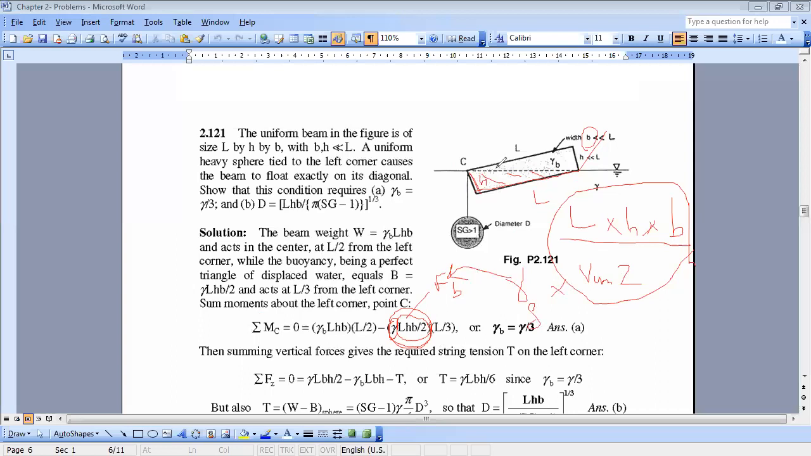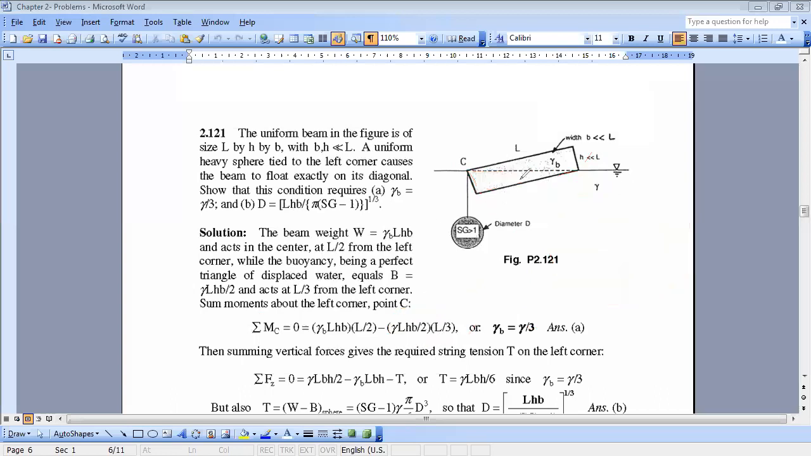And then multiplied by the distance to C, which is L over 3, I get the moment of the buoyancy force about C. Now, what is the second force producing a moment about C? It's the weight. And the weight is acting at the center of gravity of my system, at the middle of the diagonal. As we said, the diagonal is nearly equal in length to L because H is very small. So this distance is L over 2.